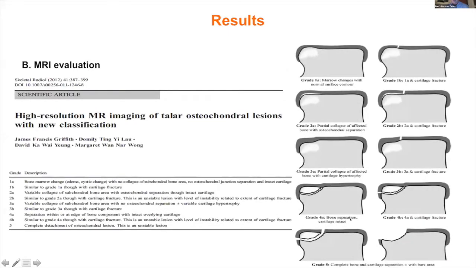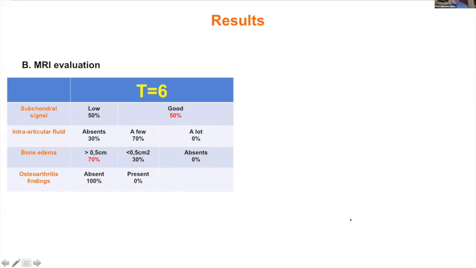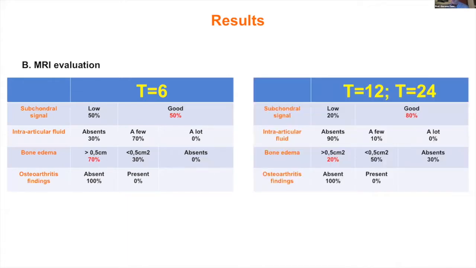This is the evaluation with the MRI. You see a subchondral signal that was quite good at 6 months, with a bone edema still present in 70% of the patients at 6 months. But you see that after 12 months and up to 24 months, the results are very good, both for the subchondral signal and for the bone edema.